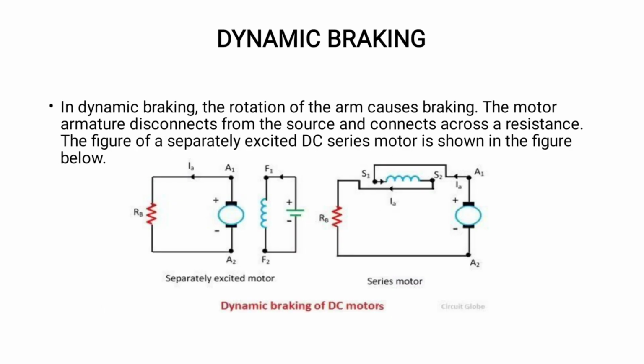Dynamic braking. In dynamic braking, the rotation of the armature causes braking. The motor armature is disconnected from the source and connected across a resistor. The figure of the separately excited DC motor and the series motor is shown in the figure below, with the diagram for dynamic braking of DC motors.